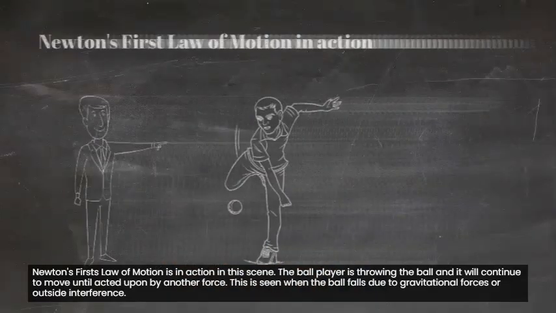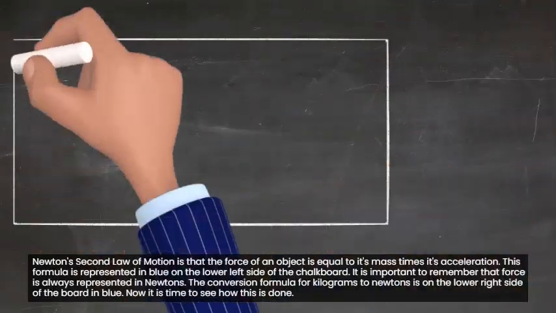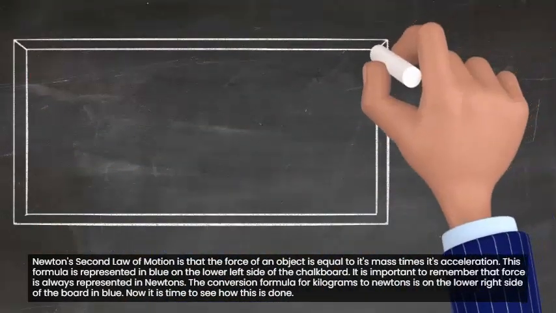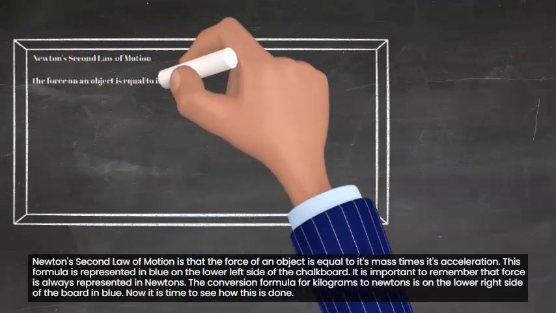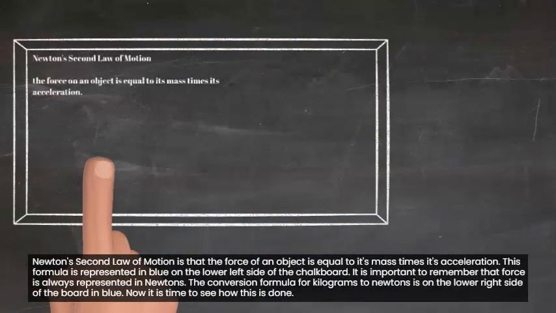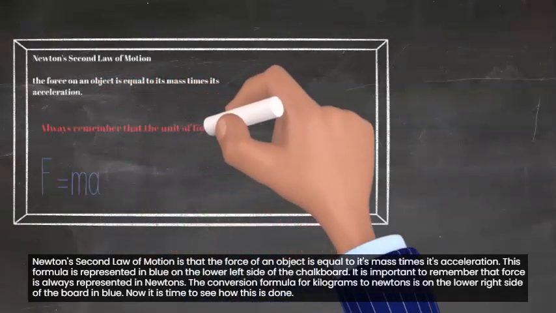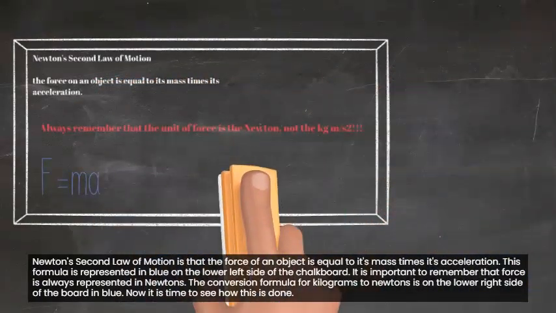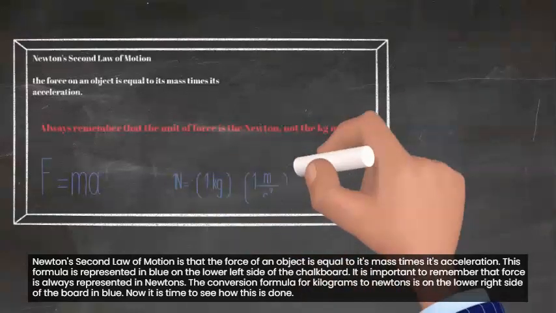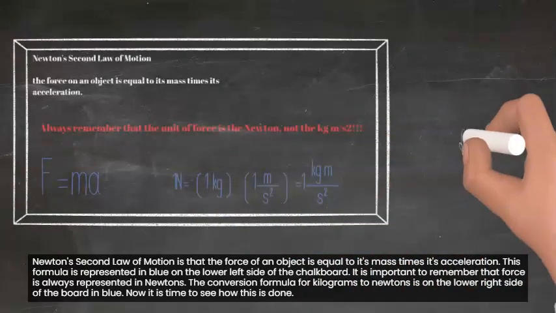Newton's second law of motion is that the force of an object is equal to its mass times its acceleration. This formula is represented in blue on the lower left side of the chalkboard. It is important to remember that force is always represented in newtons. The conversion formula for kilograms to newtons is on the lower right side of the board, in blue. Now it's time to see how this is done.